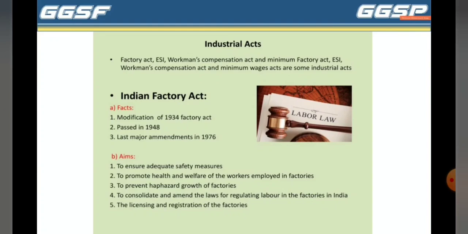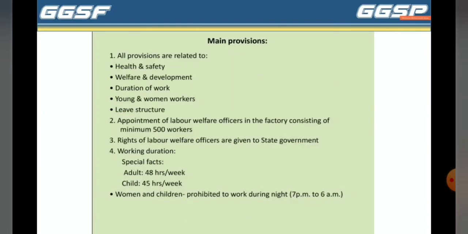The aim was to ensure adequate safety measures to promote health and welfare of the workers employed in the factory, to prevent hazardous growth of factories, to consolidate and amend the laws for regulating labor in the factories in India, and the licensing and registration of the factories. The main provisions are related to health and safety, welfare and development, duration of work, young and women workers, leave structure, and appointment of labor welfare officers in factories with a minimum of 500 workers. The right to appoint labor welfare officers is given to the state government.